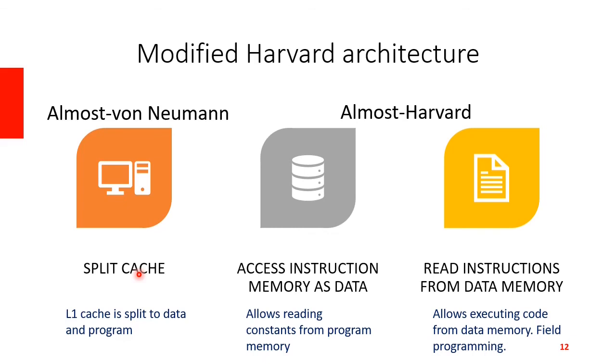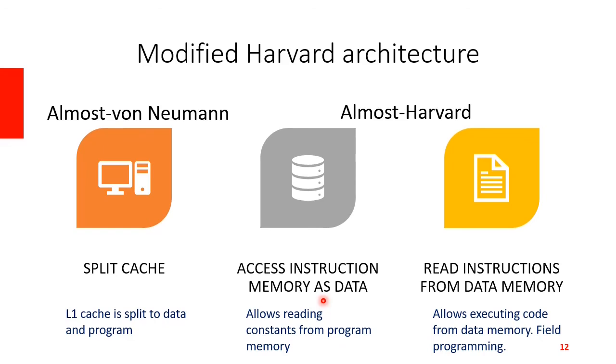Then we have 2 different scenarios for almost Harvard machines. One is accessing instruction memory as data. This is one issue with the Harvard machines. These machines are really Harvard machines, but some of the Von-Neumann flavors are added. One thing is that if you want to read constants, constants usually go to the program memory. When you read constants from there, there is dedicated hardware to handle this.